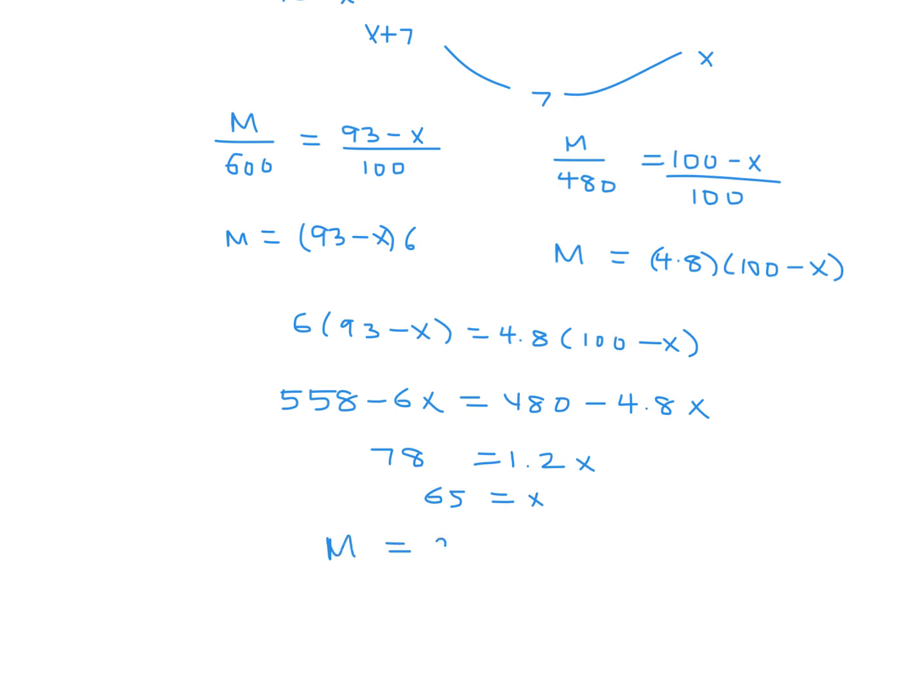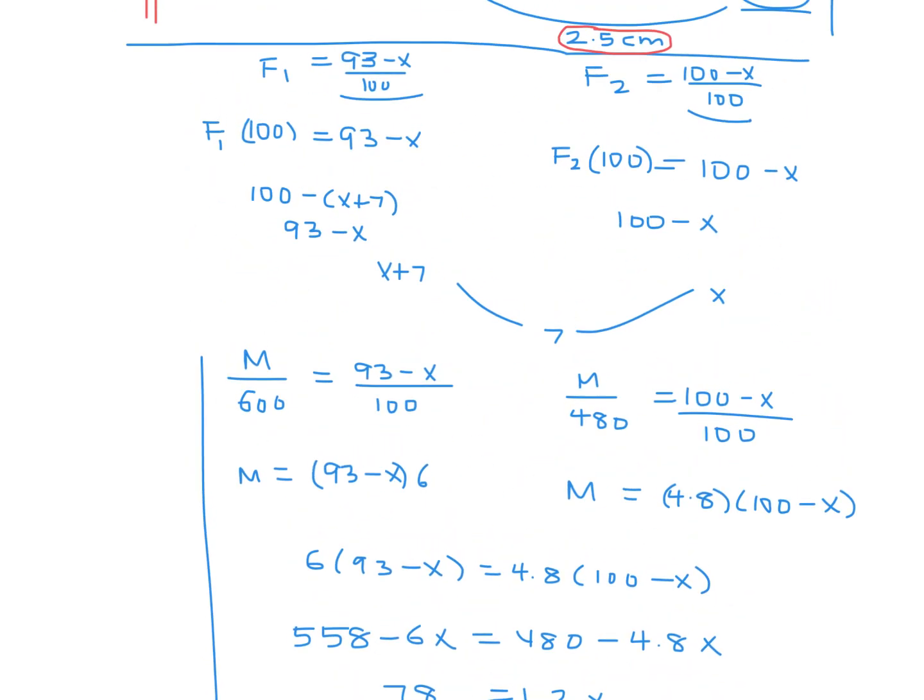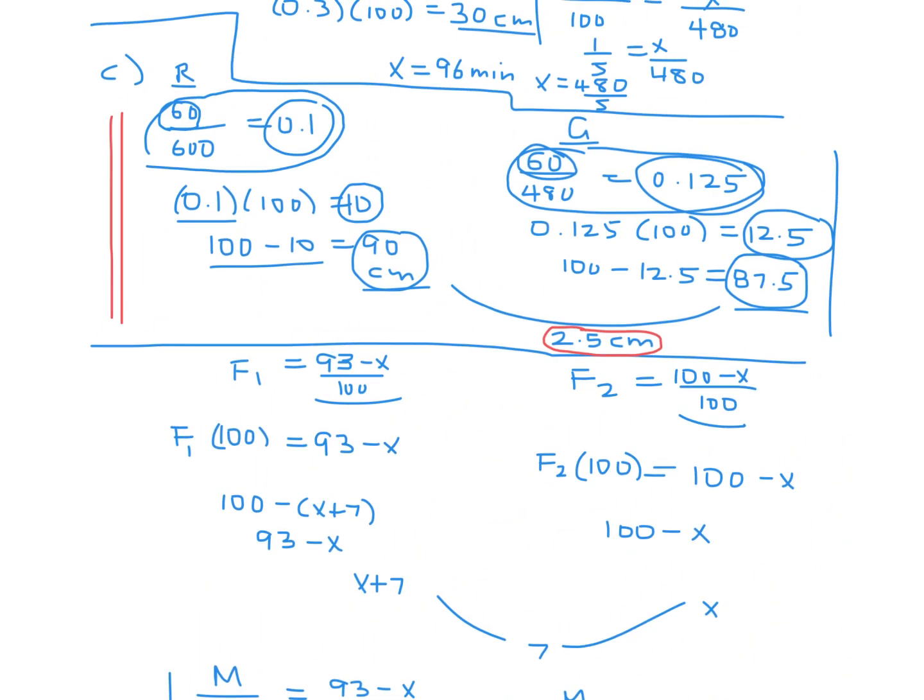And when you do, you get (93 minus 65) over 100, and that is times 600. Where's the m? Right here, times 600. And when you do, you get 168. So 168 is the answer to this question. I know it's a little bit longer than what you had hoped, but I just wanted to follow this one up here. Now, if you have a quicker or faster way, then that's perfectly fine.